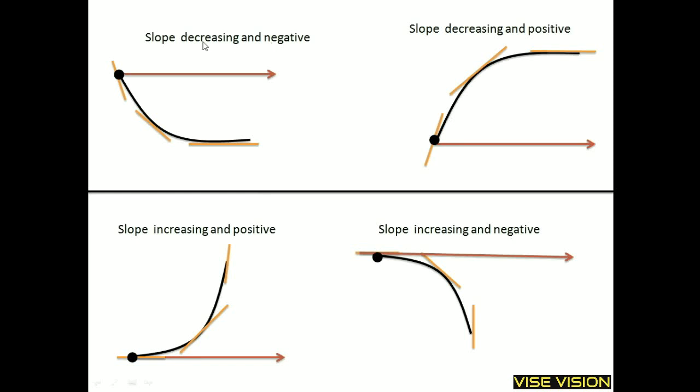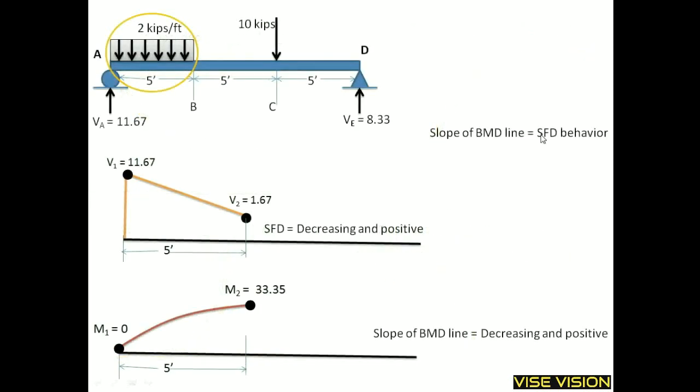Here the slope is also decreasing because as we move from left to right, the slope is higher, lower, and then 0. And in this case the slope is increasing. Here the slope is 0, and the slope increases as we move from left to right. Also in this case the slope is increasing. So these types of curves you will face while drawing the SFD and BMD diagrams.